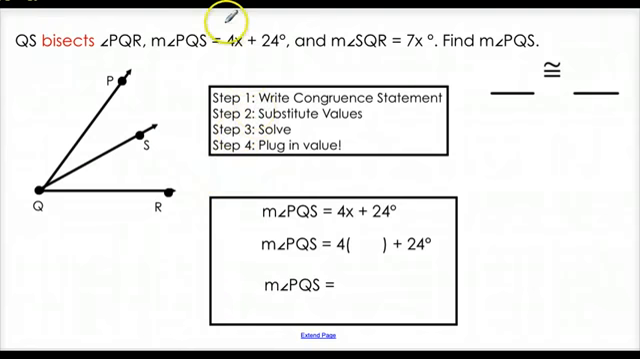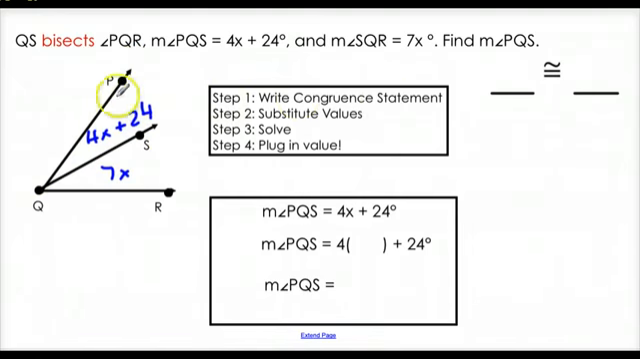Challenge problem. We know QS bisects PQR. That's the bigger angle. PQS is 4x plus 24. Now, as we know, we must label when we read. So this is 4x plus 24. And SQR, which is over here, is 7x. We want to find what is the angle PQS. Now to do that, we have to find out what x is.